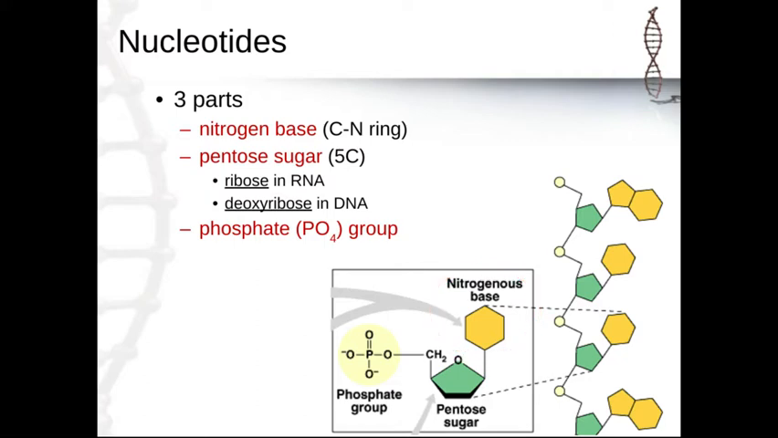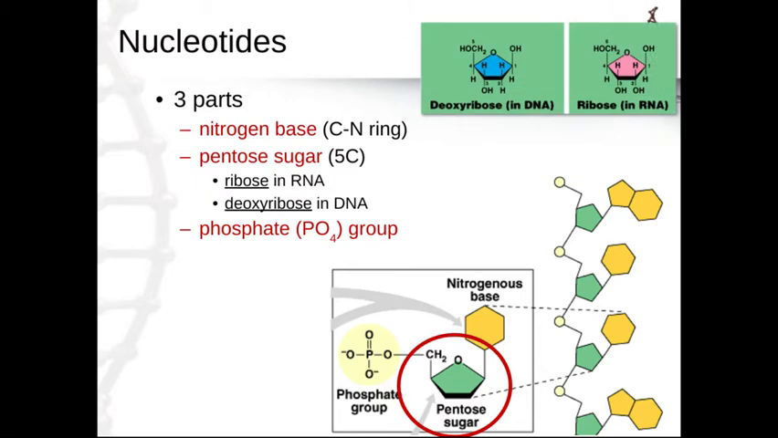That just means that they have a nitrogen in them. They have a 5-carbon sugar, and right there's the sugar, and they have a phosphate group. Later on, there's just a small difference between ribose and deoxyribose, and you can see it's the presence right here of this little hydroxyl group.